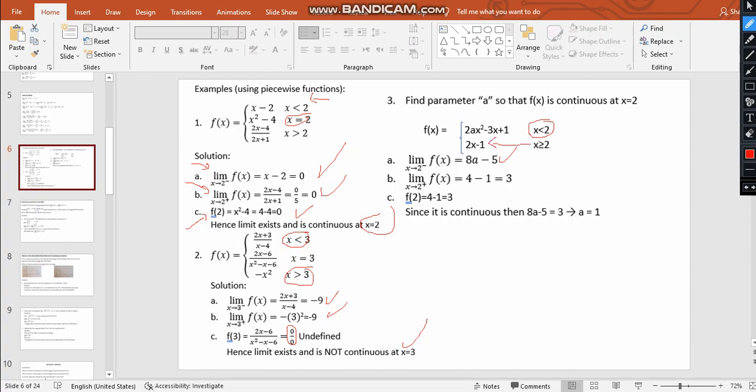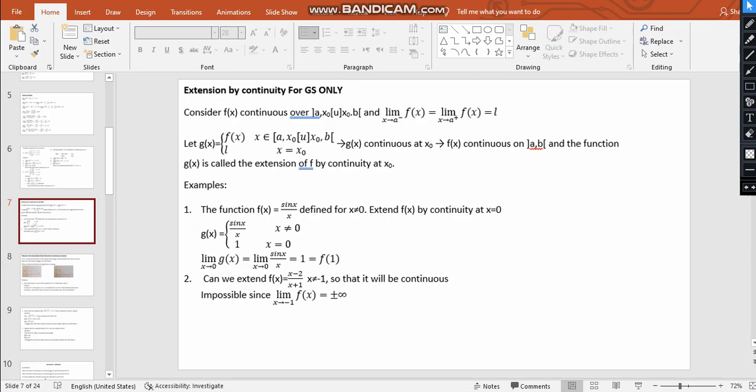Nothing is going to change. For the limit to be continuous, 8a minus 5 must be equal to 3. So if you do it, a will be 1. So here, if a is 1, this function f of x will be continuous. Now this part is only for GS students, not for LS.